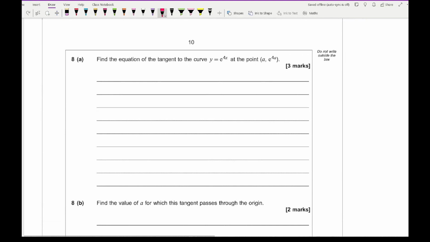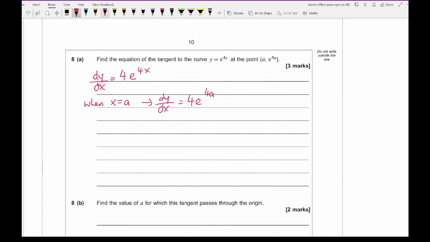Then moving on to question 8a, it says find the equation of the tangent of y equals e to the 4x at point A, e to the 4a. So for this I need to use differentiation. So dy over dx is going to equal 4e to the 4x. Then when x equals a, dy over dx is going to equal 4e to the 4a.